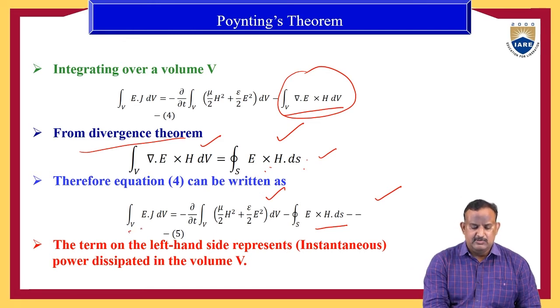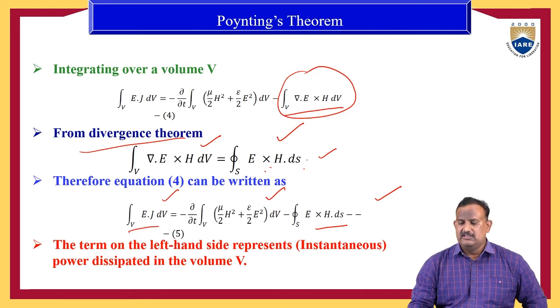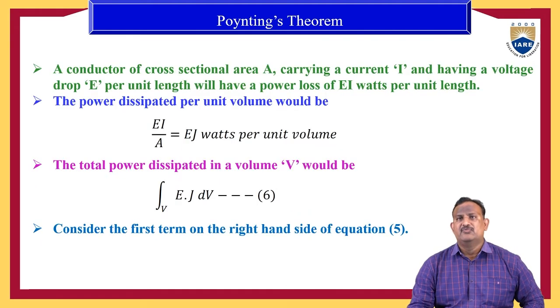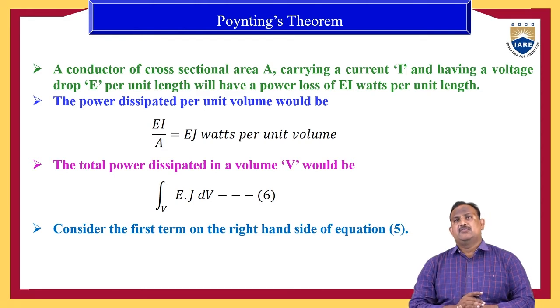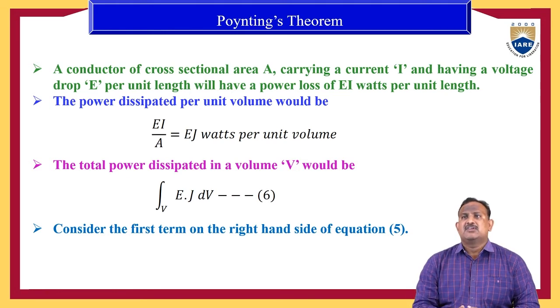So here the volume integral of E dot J dV represents the instantaneous power dissipated in the volume V. Here, a conductor of cross-sectional area A carrying a current I and having a voltage drop E per unit length will have a power loss of E into I watts per unit length.